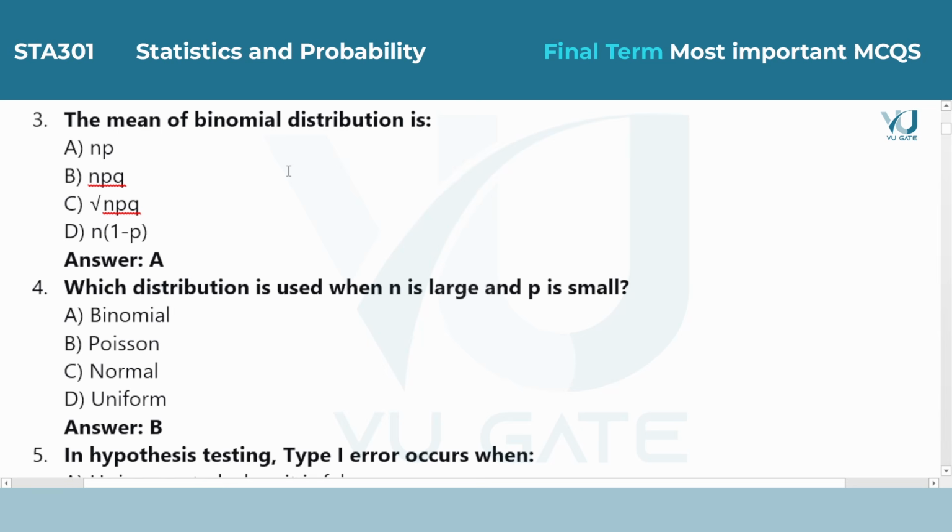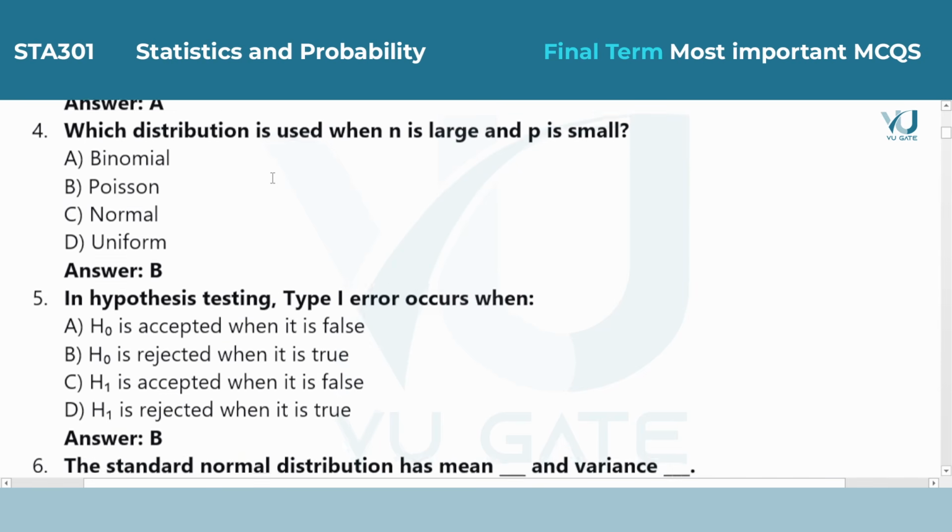Question: the mean of binomial distribution is? Answer: A. n p. Explanation: the mean of a binomial distribution is calculated by multiplying the number of trials n by the probability of success p.